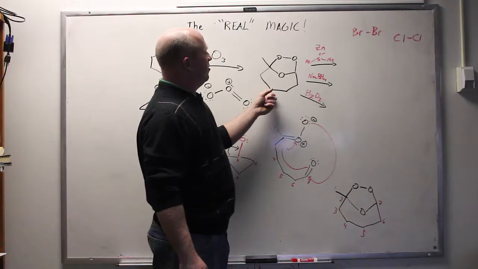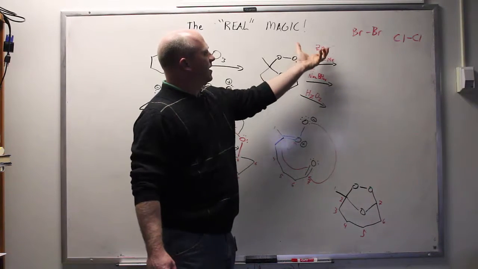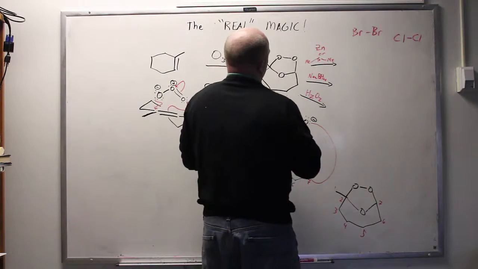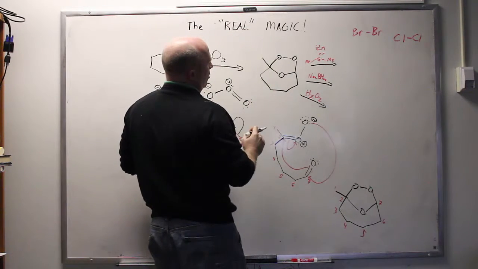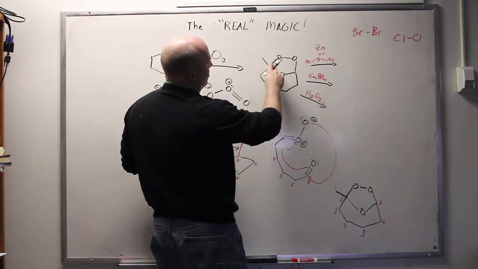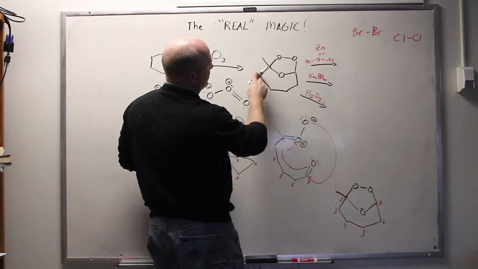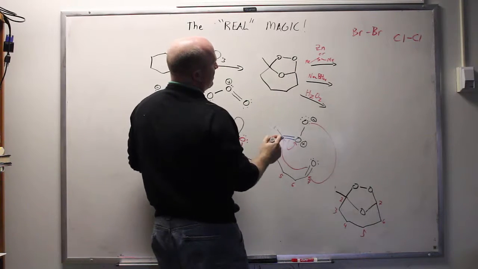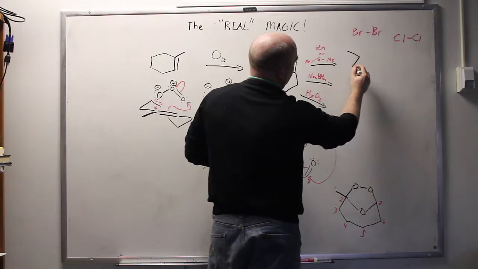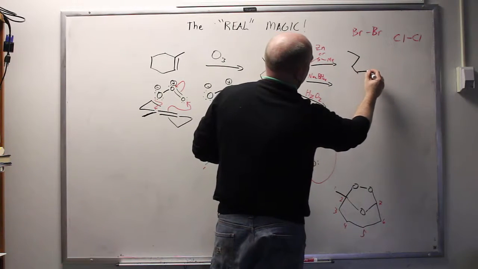So this crazy looking intermediate is the black box intermediate, and in the presence of zinc or dimethyl sulfide will reduce down such that all of these carbon-oxygen single bonds become carbon-oxygen double bonds. And so on this side, what you end up with is a ketone, and on this side, what you end up with is an aldehyde.